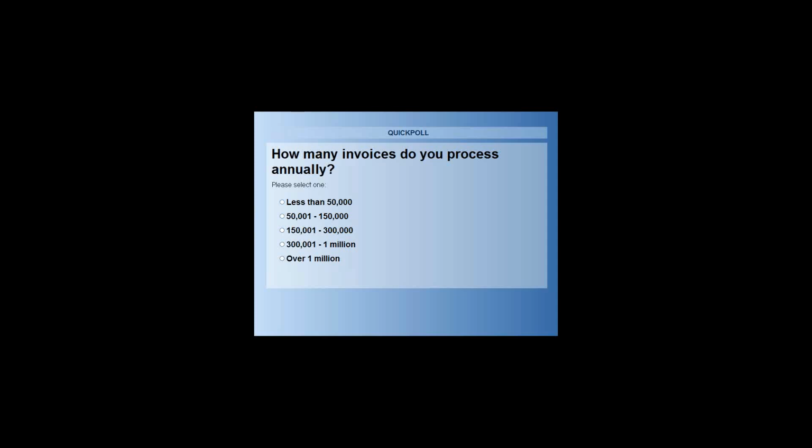Just want to find out again what the scale of organizations is that we have on the call today. So how many invoices do you process annually? This is invoices coming into your accounts payable department. How many invoices do you process annually? Less than 50,000, 50,000 to 150,000, 150,000 to 300,000, 300,000 to 1 million, or indeed over 1 million.